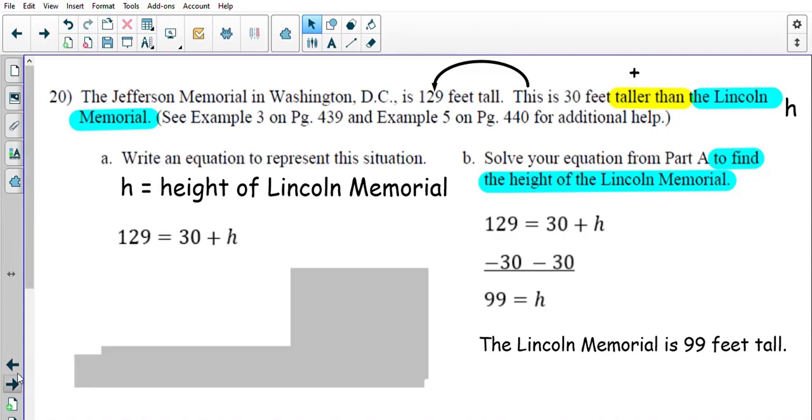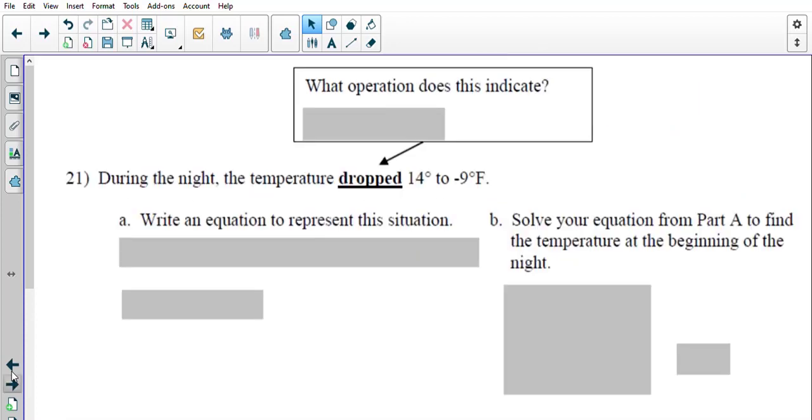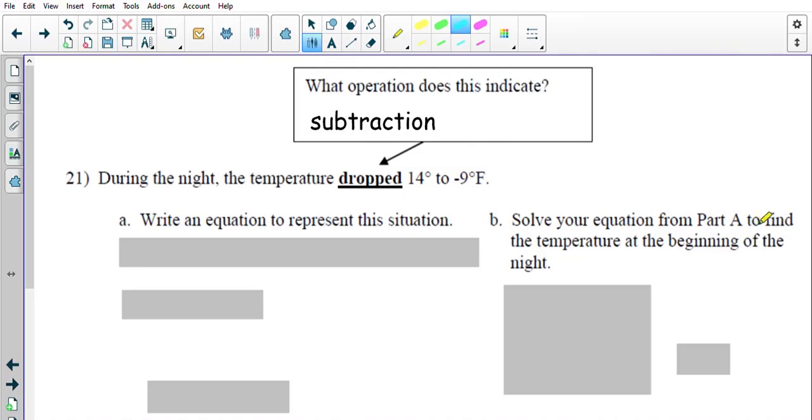All right, we will see a multiple choice problem on this here in a few moments. But until then, let's take a look at a couple of other problems. So number 21, during the night, the temperature dropped 14 degrees to -9 degrees Fahrenheit. What operation does the word dropped indicate for us? Again, this is just breaking down or annotating our information. Hopefully you're thinking subtraction. It does. All right, part A says to write an equation to represent this situation. B, solve your equation from part A to find the temperature at the beginning of the night.